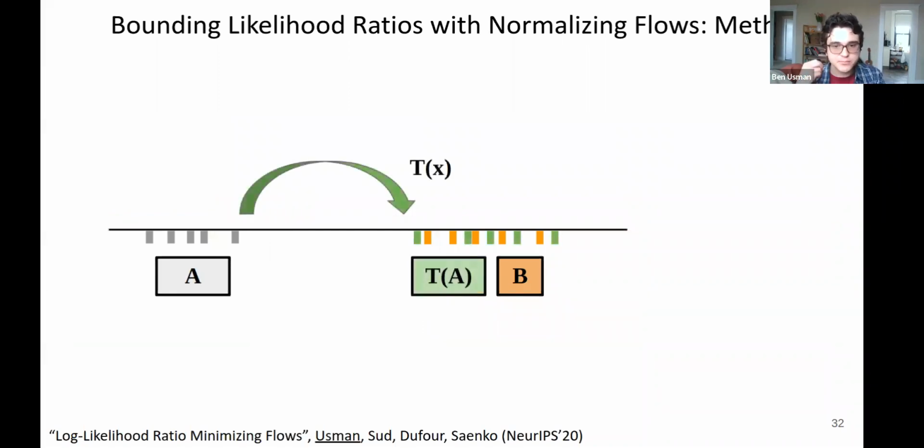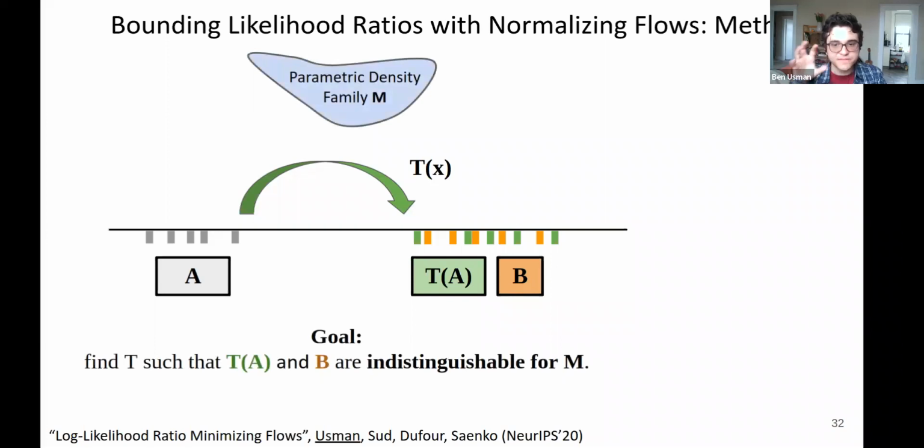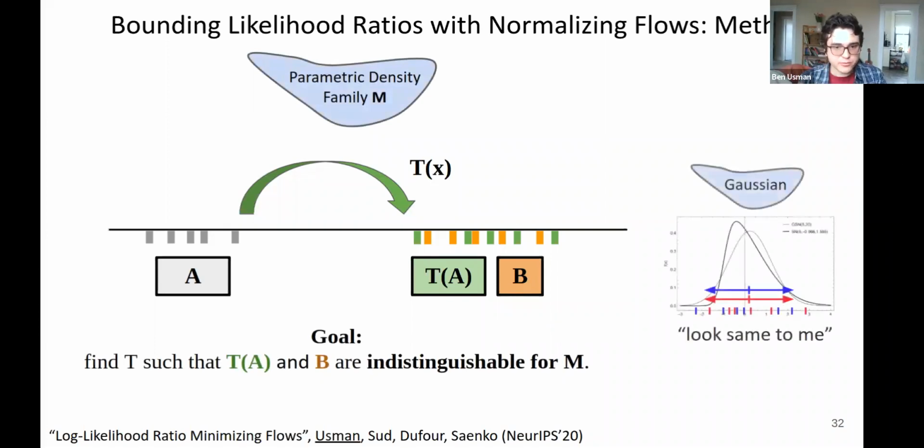to align, meaning to find some transformation T of X that makes them indistinguishable. More specifically, we assume that there is a fixed parametric density family M, and we want the transformed data set T of A and B to be indistinguishable from the point of view of that density family. For example, for a Gaussian family, any two data sets that have the same means and variances are effectively indistinguishable. The Gaussian family does not look at things other than mean and variances. So if they are the same, they are indistinguishable from the point of view of this Gaussian family. And we want a similar notion of indistinguishability, but not just for Gaussians, for arbitrary families of densities.